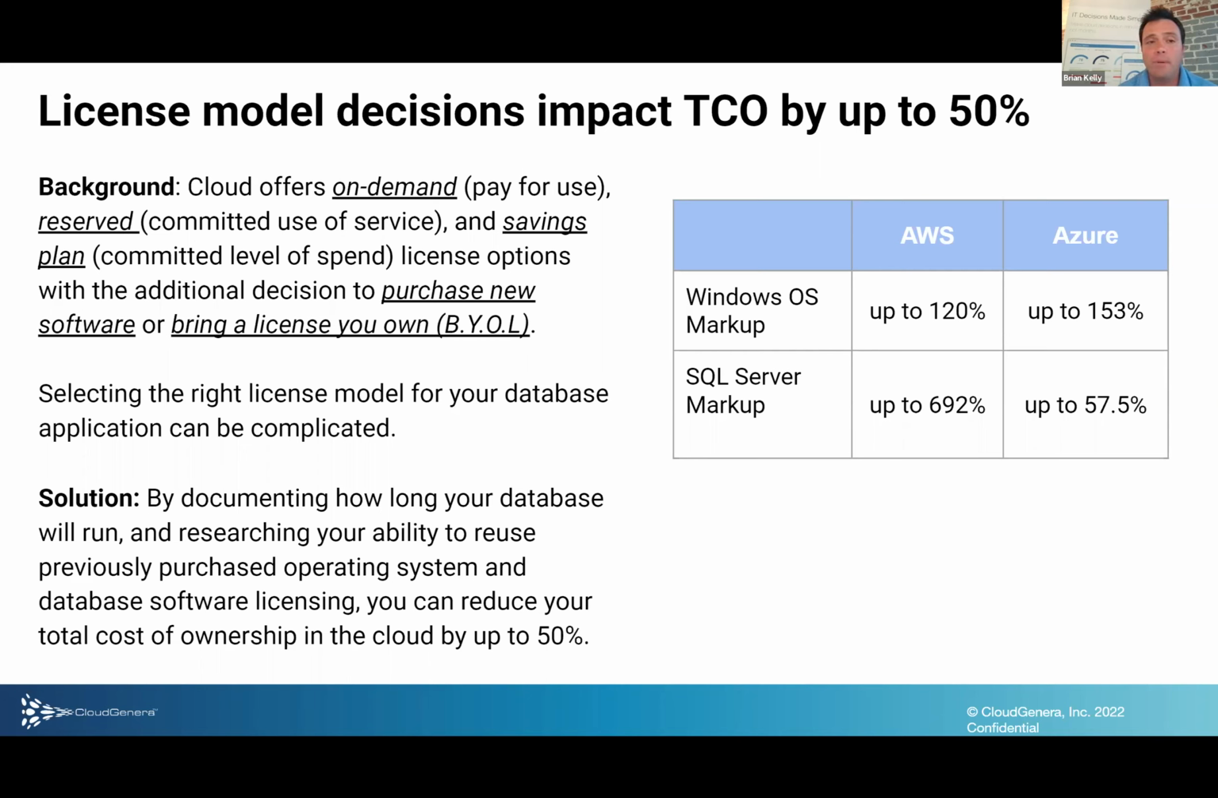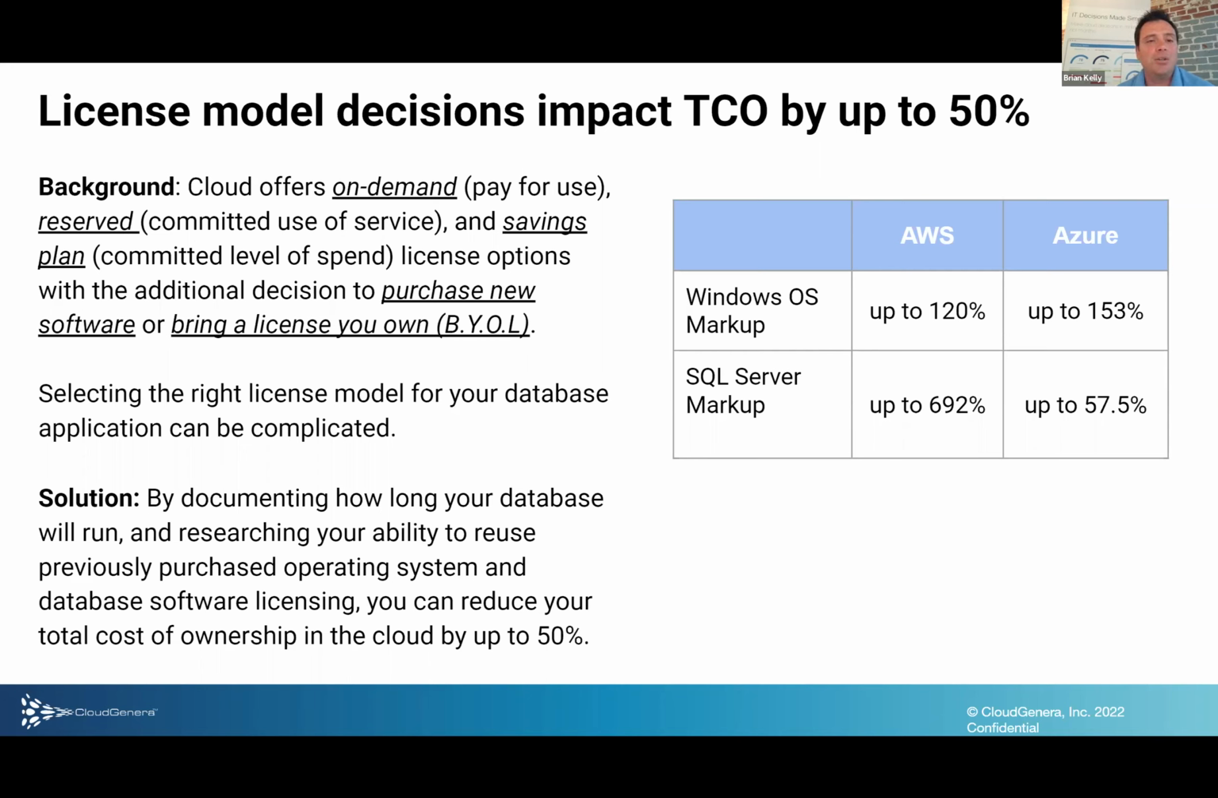You may be able to repurpose that committed use to another application. You're binding yourself typically to a service in the providers. Conversely, this notion of a savings plan is where you're committing yourself to a level of spend. So each of these options will be available to you as an application owner of a database.